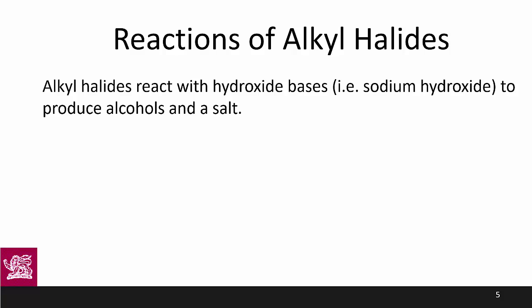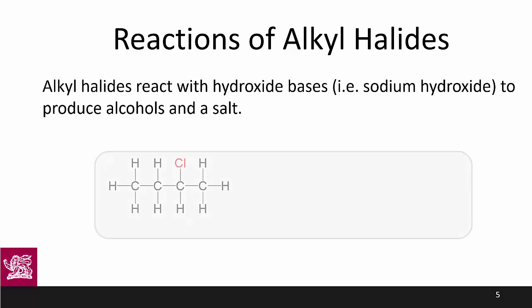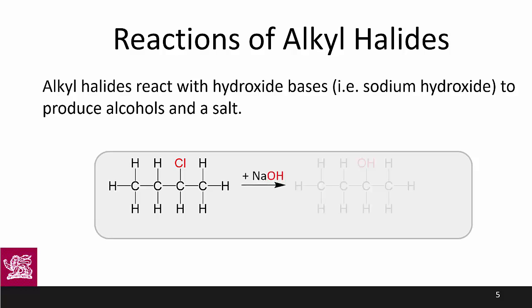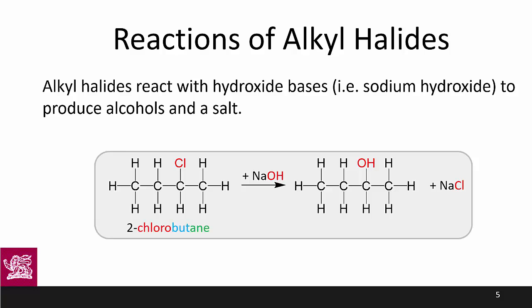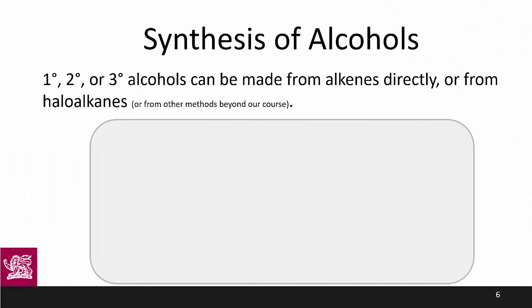We can also produce alcohols from alkyl halides. Here's an example. We take this alkyl chloride, to it we add sodium hydroxide, and our products are this alcohol and sodium chloride. I'll give you a chance to name the organic molecules. Our reactant is 2-chlorobutane and our product is butanol. So as you can see, this presentation has shown that there are two ways to synthesize alcohols. Firstly, we can do it from an alkene. I'll give you a chance to name this one.